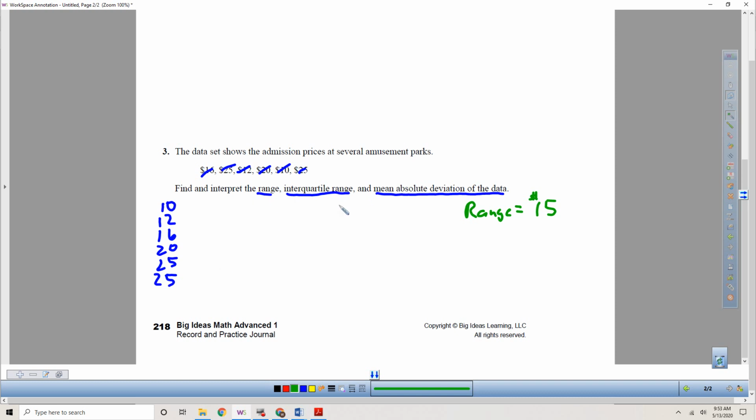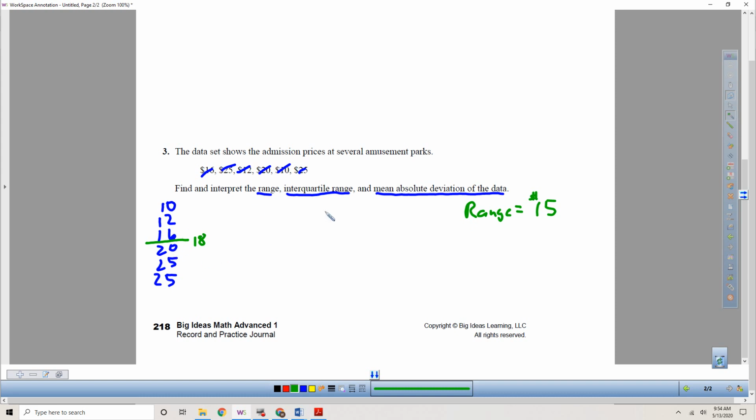All right, interquartile range. Remember, that's when we did that box and whisker plot. So basically, we have to find the median, and the median, since there's 6 numbers in the set, falls in between 16 and 20. So our median would be 18. 18 is right in the middle of 16 and 20.